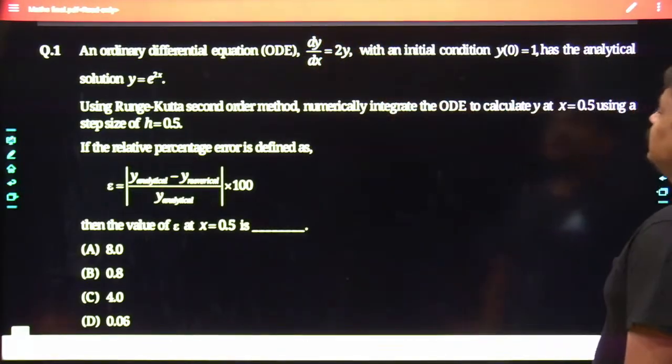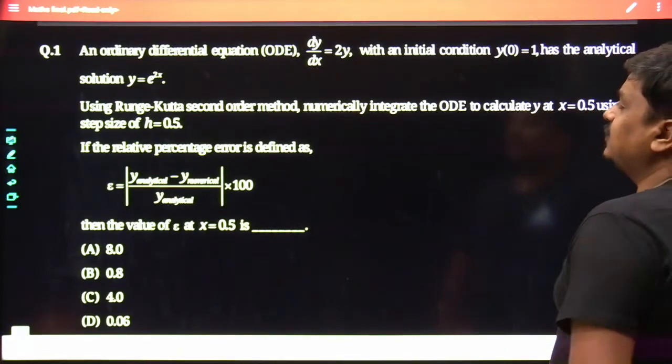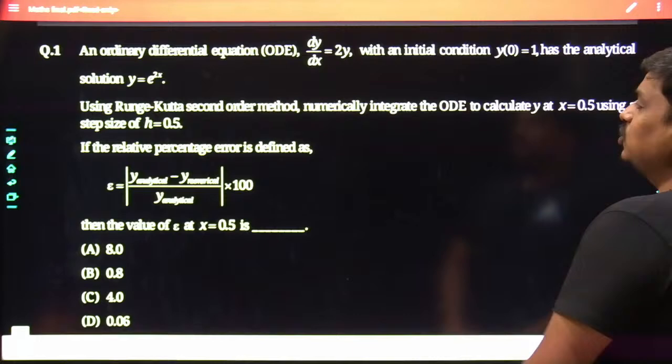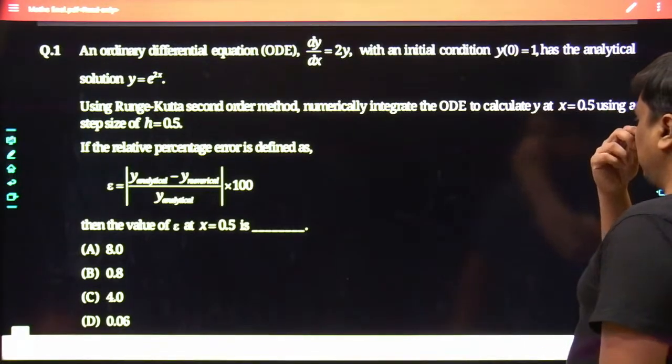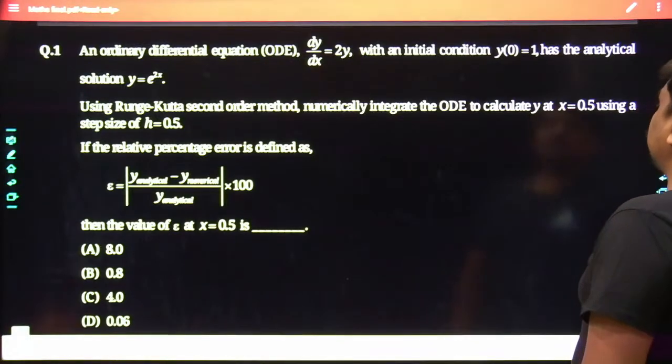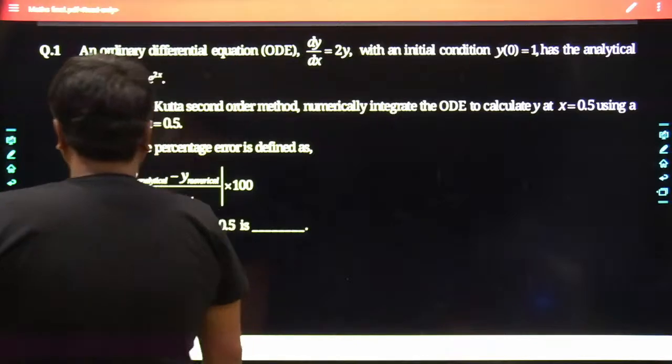With an initial condition y(0) = 1, it has the analytic solution y = e^(2x). Using the Runge-Kutta second order method, numerically integrate the ODE to calculate y at x = 0.5 using the step size of h = 0.5.